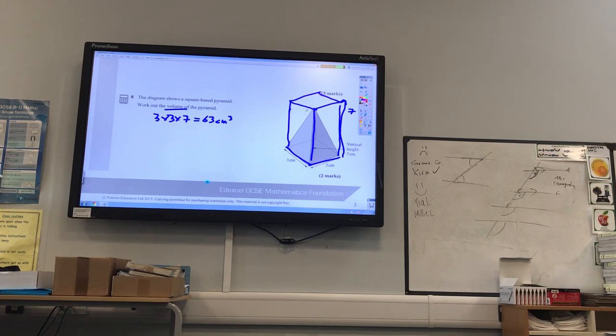The pyramid is always a particular fraction of a cuboid. It's always 1/3 of it. So to find the volume of the pyramid, it's 1/3 of this answer. So it's 1/3 of 63 centimetres, sorry, cubed. 1/3 of 63 is 21 centimetres cubed. So that's question 8. That's how you find the volume of the square base pyramid.